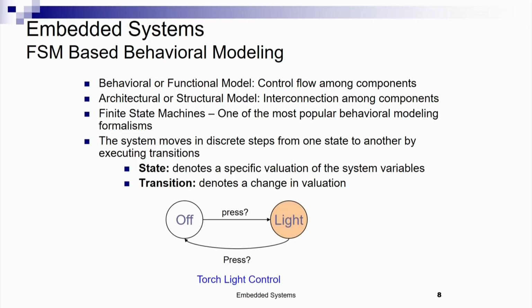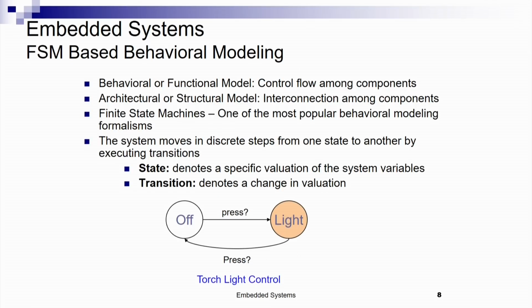So, in a finite state machine, the system moves in discrete steps from one state to another by executing transitions. So, as I told you before as well, the states tell you the static properties, or denote a specific valuation of system variables, and the transitions tell you the dynamic properties. It tells you how the change in states occur over time.